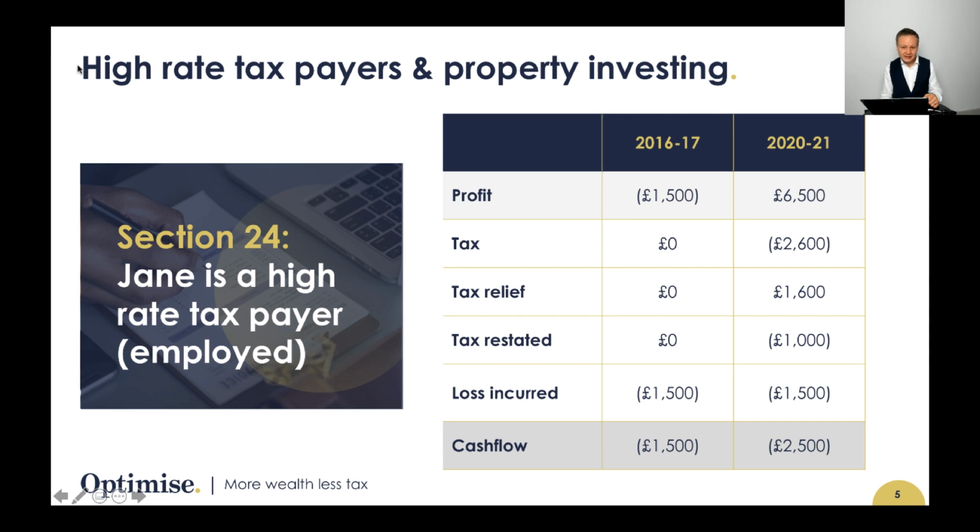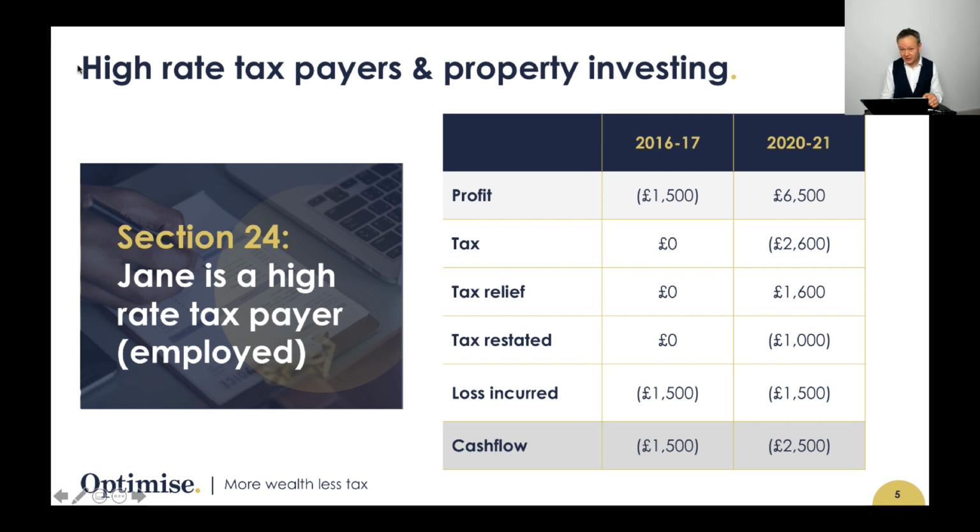So as you can see, she's got a 40% tax bill of £2,600. She will get a tax reducer of £1,600, which is 20% of the mortgage interest cost. So 20% of mortgage interest cost equates to £1,600. But it does mean that poor old Jane, who's a high rate taxpayer, has now got a tax liability of £1,000, even though she has not made any money at all.